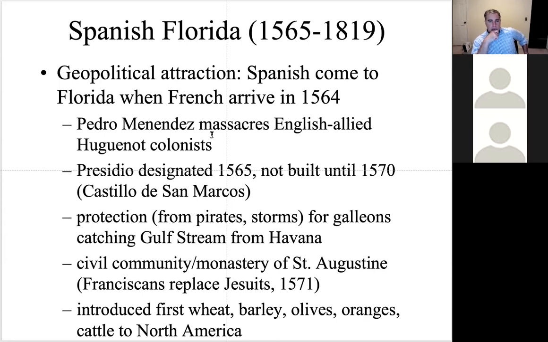But you might notice that Menendez massacred this group of Huguenot colonists and stopped their early foothold in South Carolina. But don't confuse that with the French crown, with the official French colonization effort. These were Huguenots. They were Calvinist Protestants, and they were allied with Elizabeth I of England.